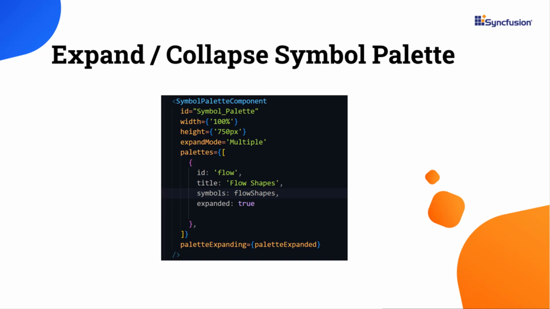The symbol palettes can be expanded and collapsed on click. It can be controlled in many ways, using the expanded property, palette expanding event handler, or the expand mode property in the symbol palette.